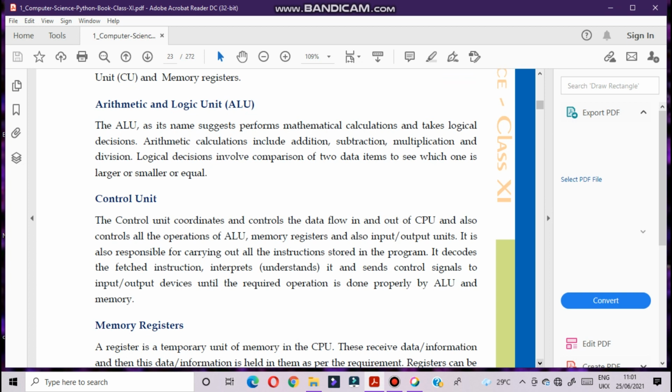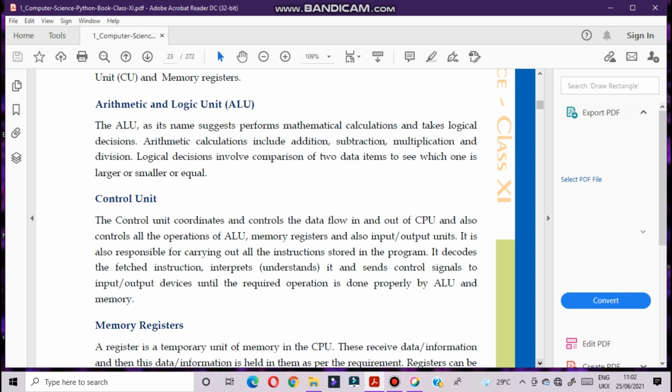Now we will move on to the control unit. The control unit coordinates and controls the data flow in and out of the CPU, and also controls all the operations of the ALU. I have already explained this using a diagram. It controls all the operations of the ALU, memory registers, and also input and output units. It is also responsible for carrying out all the instructions stored in the program.